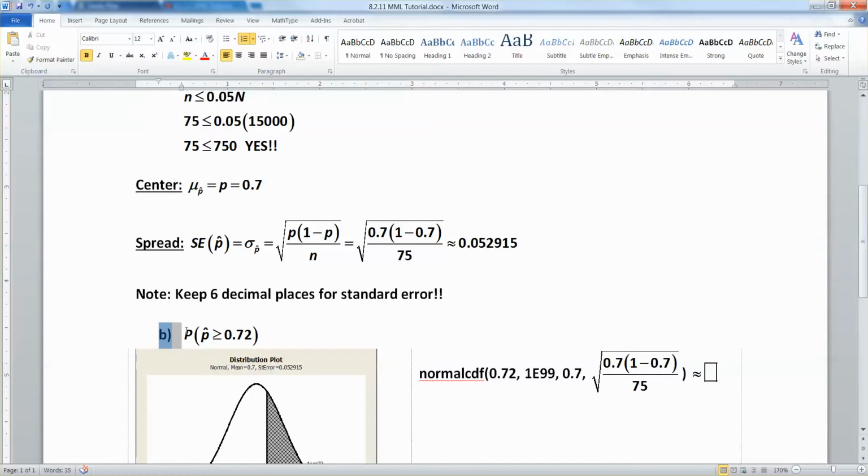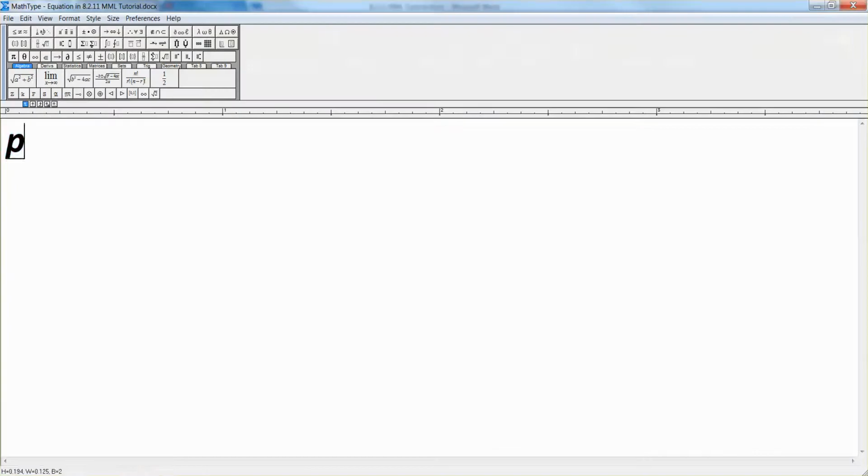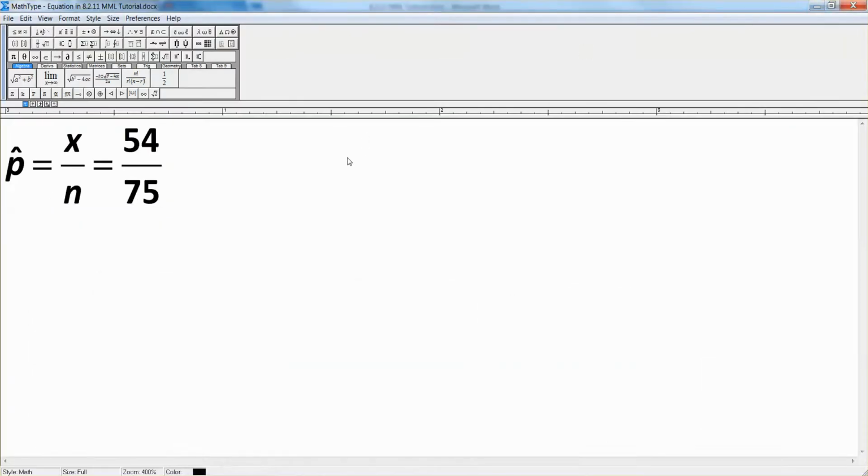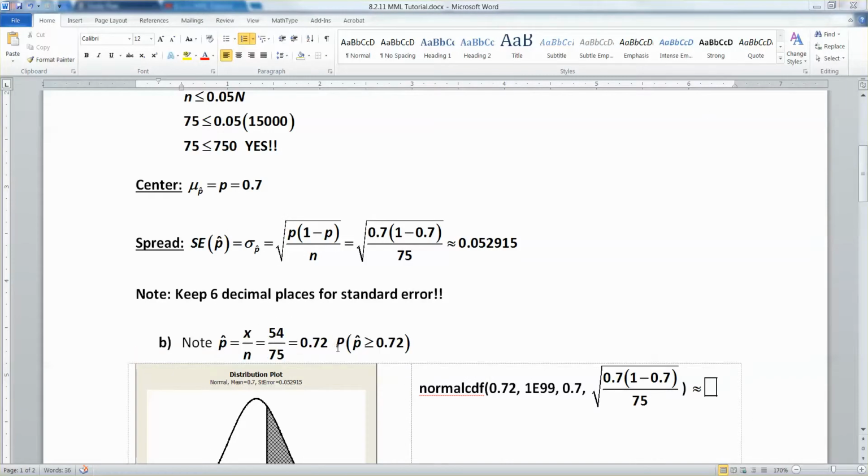So just a little note, p hat is x over n. So p hat equals x over n, which was 54 over 75. Okay, so 54 divided by 75 is 0.72, and that's where the 0.72 came from. So if they had said x is greater than 54, that's the same thing as p hat is greater than 0.72.